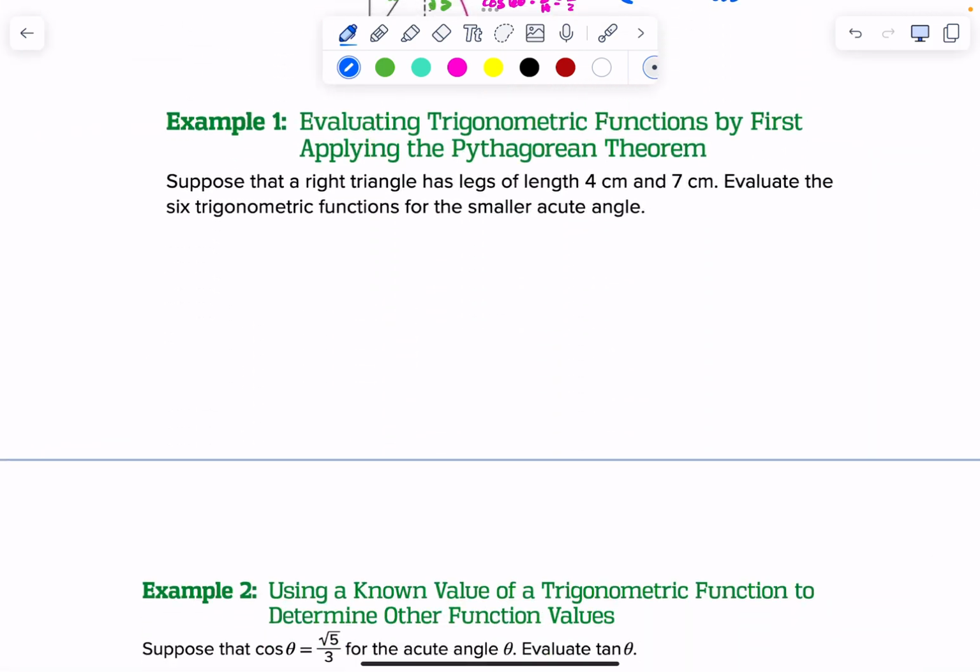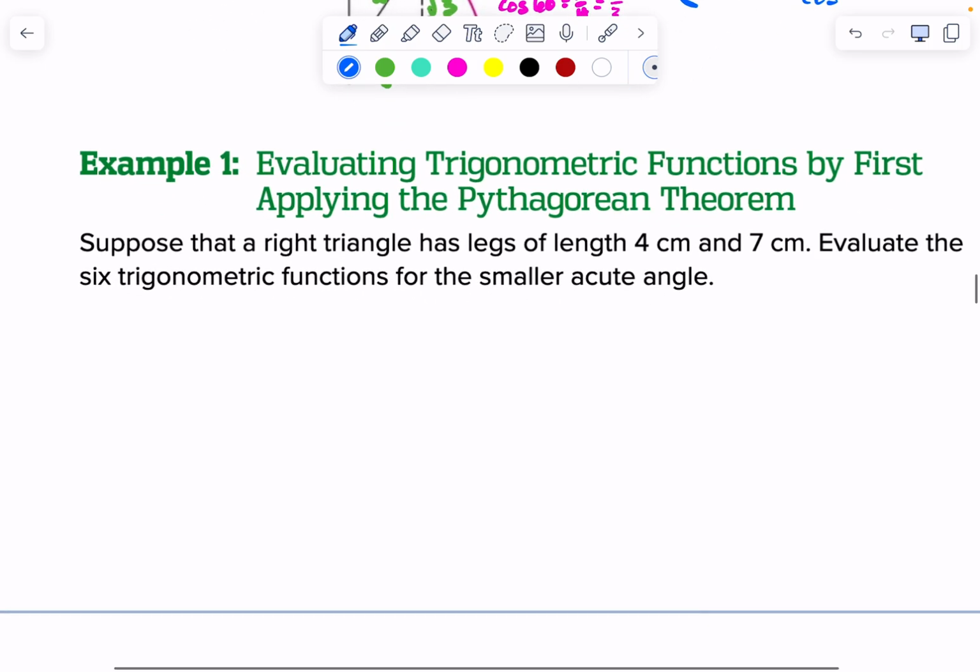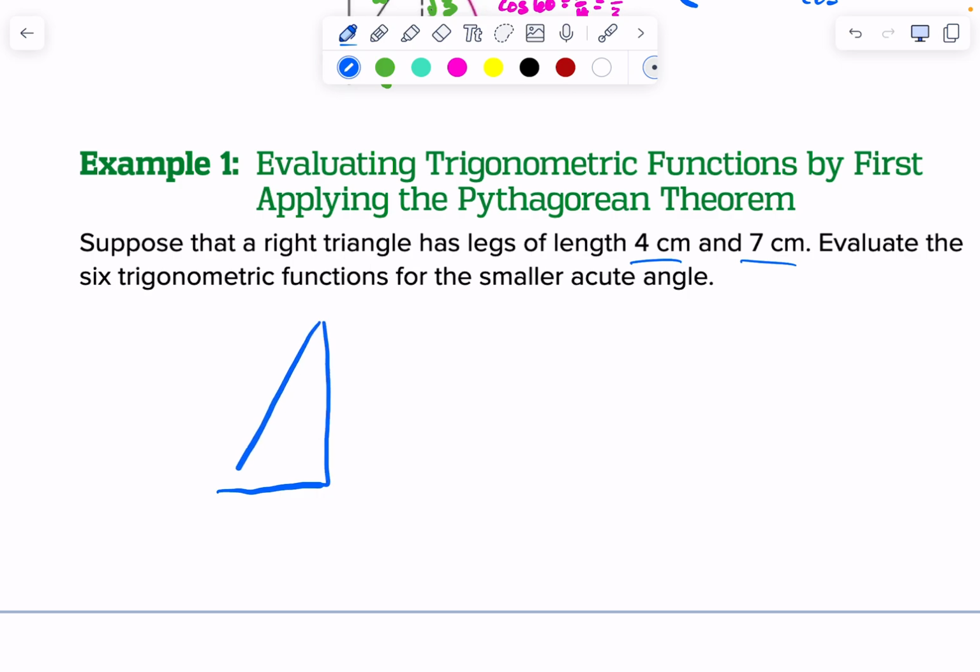Example 1. Suppose that we have a right triangle and the legs of the triangle are 4 and 7. So that's not the hypotenuse. I don't care how you write this triangle. I am used to drawing the height bigger, like this, in the first quadrant. You don't have to draw it in this orientation. You could face it the other direction. It doesn't matter. But 4 and 7 are the legs.